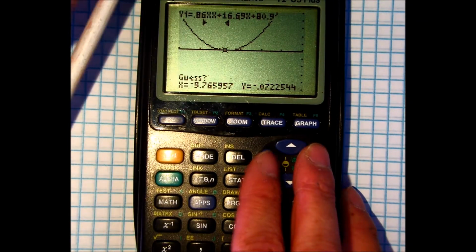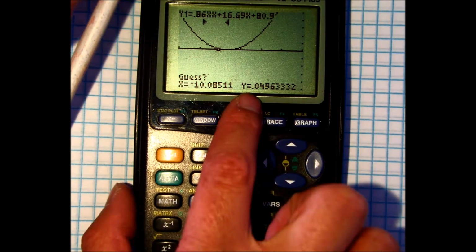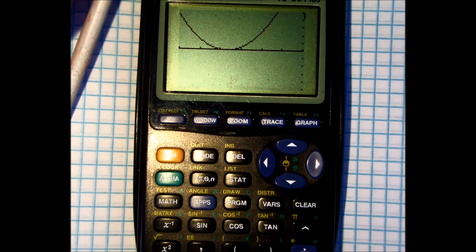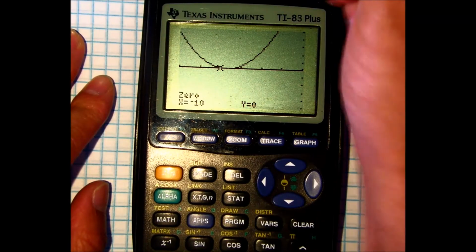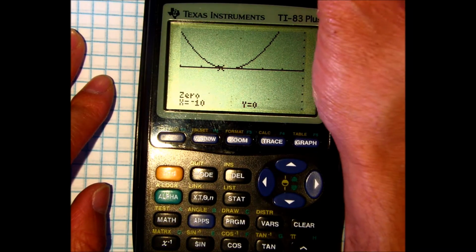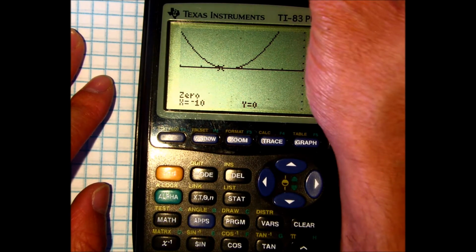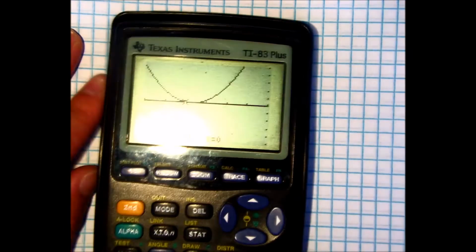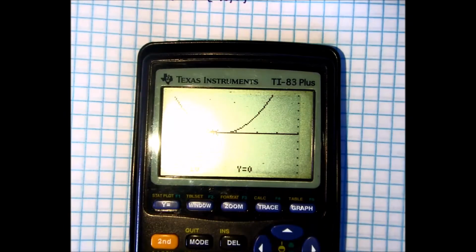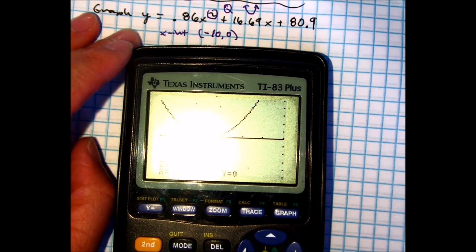And then when it says guess, you're going to go exactly where you think it touches the x-axis. You can also look at the ordered pairs that it gives you. And it says what? -10, 0. So -10, comma 0 is an x-intercept. So I wrote that down. X-intercept, -10. Let's find the other x-intercept and see if it has one.